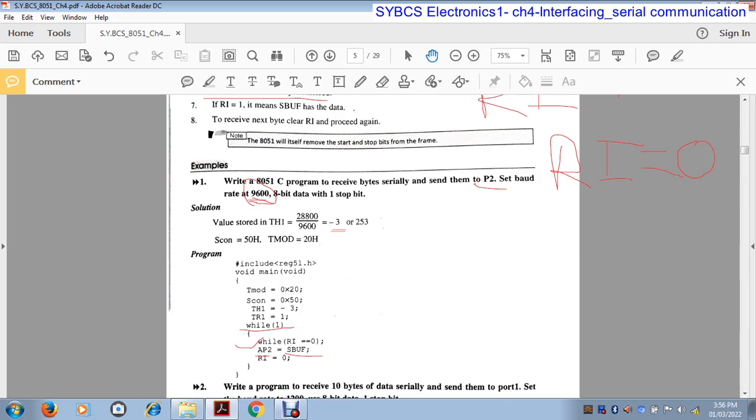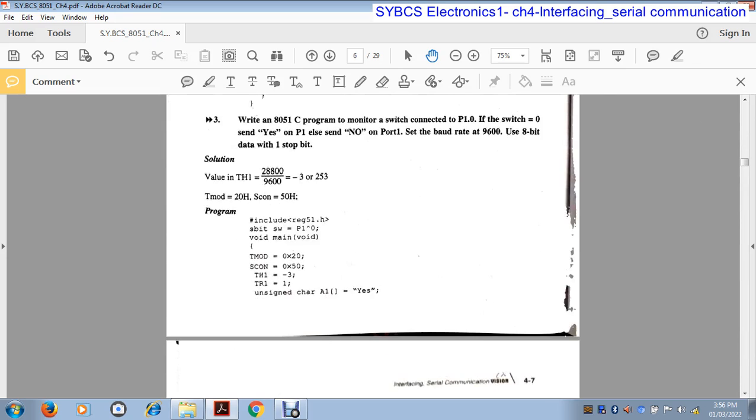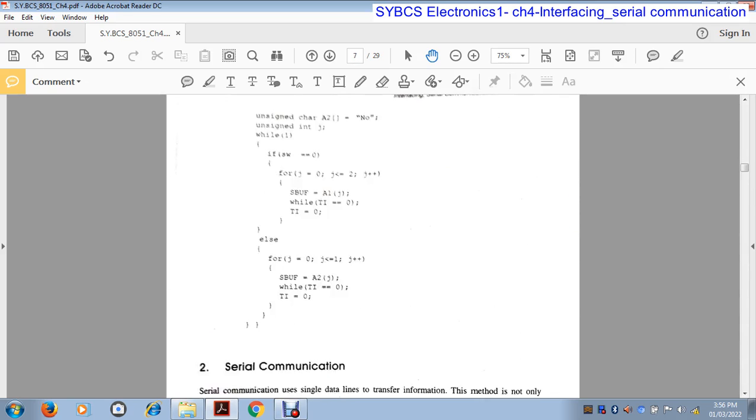This instruction indicates that the information stored in SBUF is saved in the P2 port. Then RI is equal to 0, which means we clear the RI flag for receiving the next bit. In this way the 8051 communicates with other devices, or serial communication can be done. Just go through all these programs, the programming steps are the same.